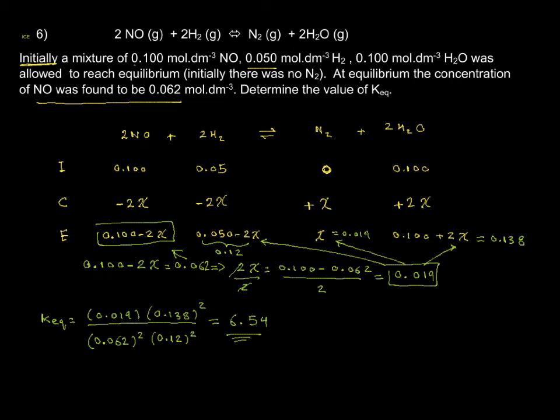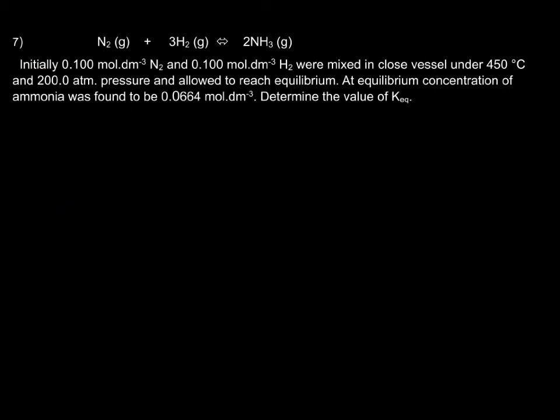Okay, the next problem, this is the Haber process, nitrogen plus hydrogen giving you ammonia. Then again, I see initially, so I know I need my ICE equation. Let me just write my equation, plus 3 hydrogen giving me 2 ammonia, all gases. So at initial, nitrogen has 0.100. Hydrogen also has the same concentration, 0.100. No information about ammonia, so I know there was no ammonia to begin with.